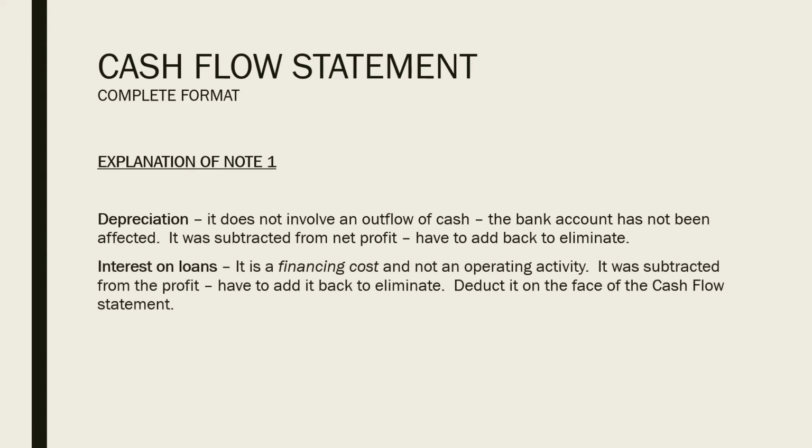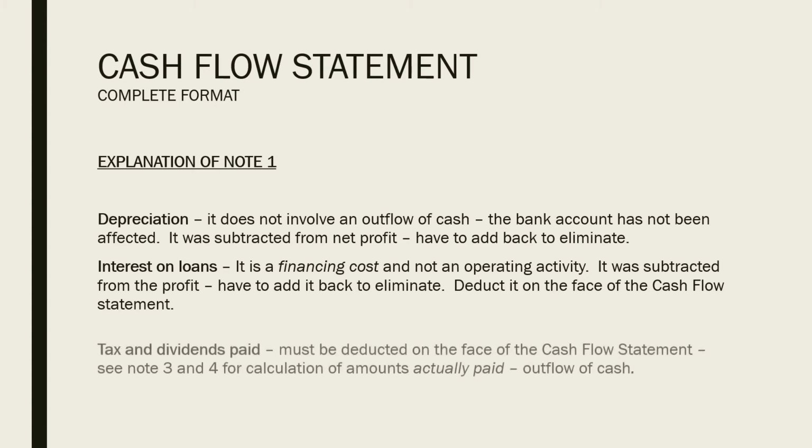The interest on loans, that is a financing cost, not an operating activity. So on the income statement, it was subtracted to get to the net profit. In order to calculate the net profit, we subtracted the interest on the loans. Now we have to add it back to eliminate the effect that it had on the net profit. And then we're going to deduct it again on the face of the cash flow statement. In other words, we show it separately. It's not shown as part of the operating activities. We show it separately on the cash flow statement.